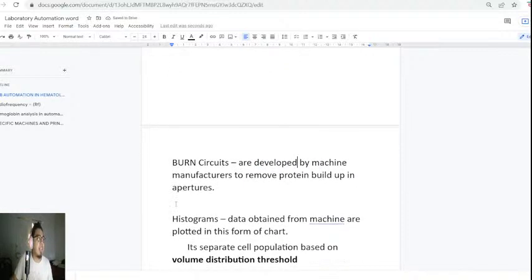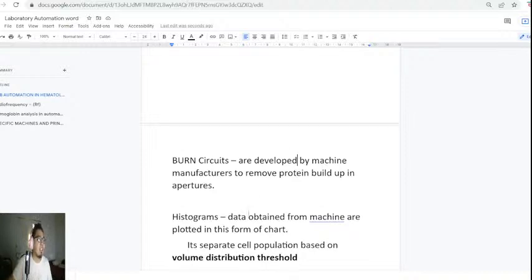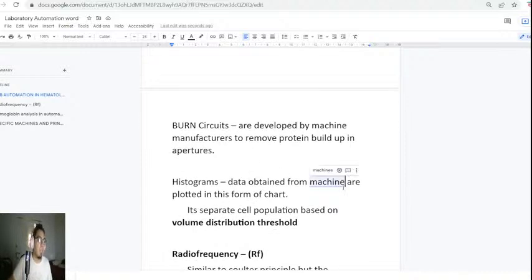Alright, another thing that we need to take into consideration is what they call burn circuits. Burn circuits are developed by machine manufacturers to remove protein buildup. So that's one way for the machine to maintain itself in its prime performance.